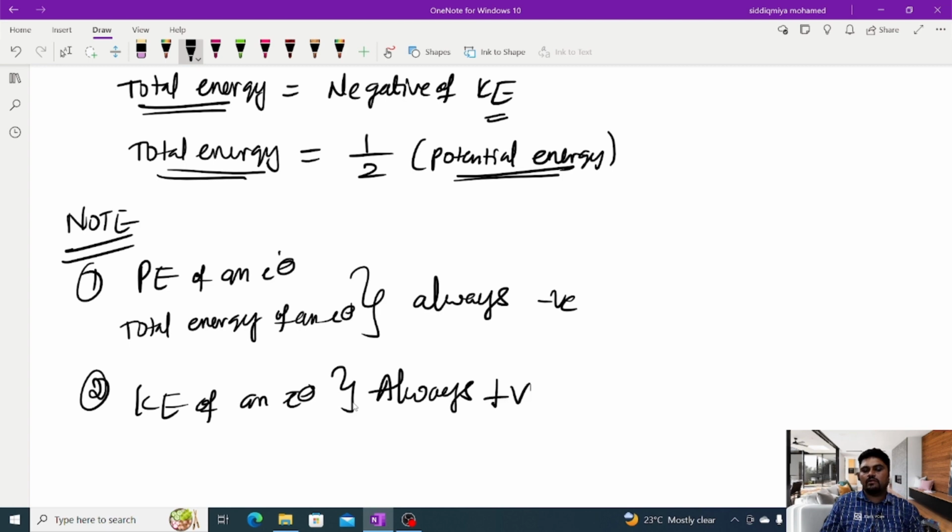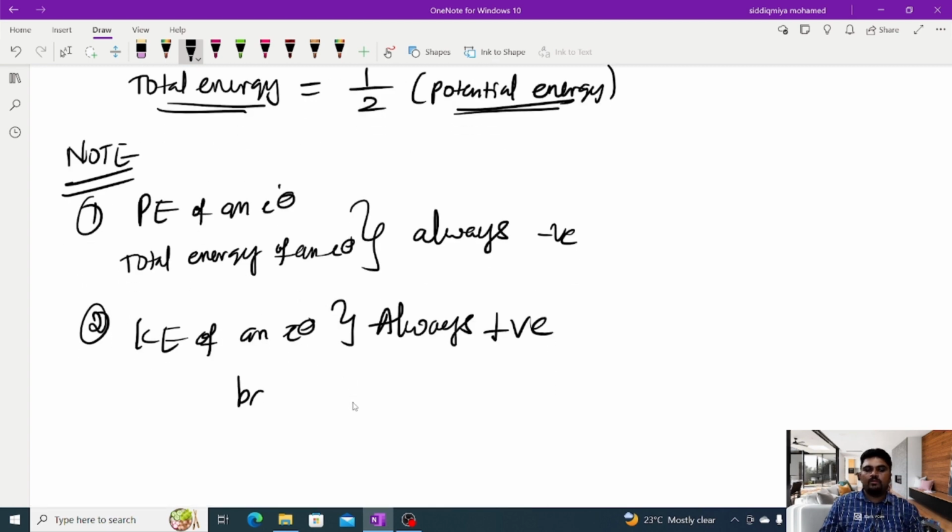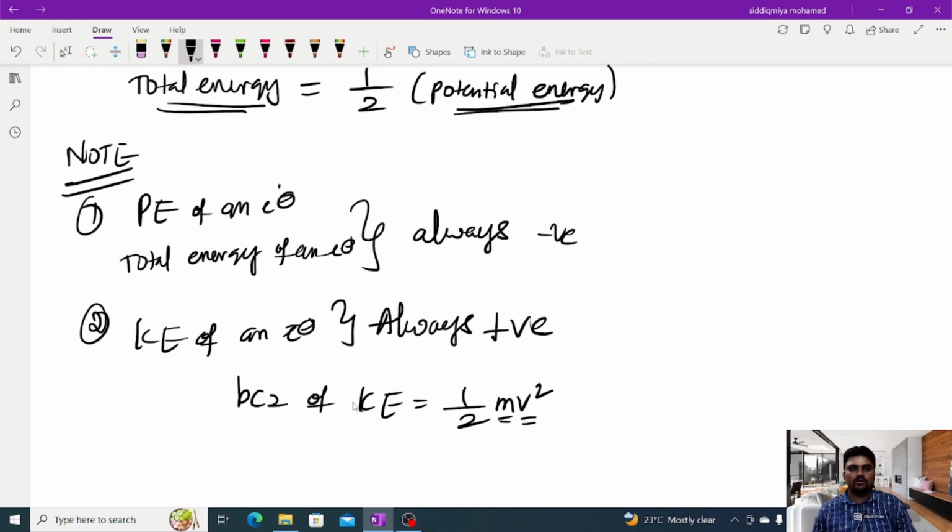Why positive? Because the kinetic energy formula is 1 by 2 m v square. The mass of the electron will never be negative, and the velocity also is never negative. Even if it were negative, negative into negative gives positive. That's why kinetic energy is never negative; it is always positive. These are very important concepts from structure of atom.